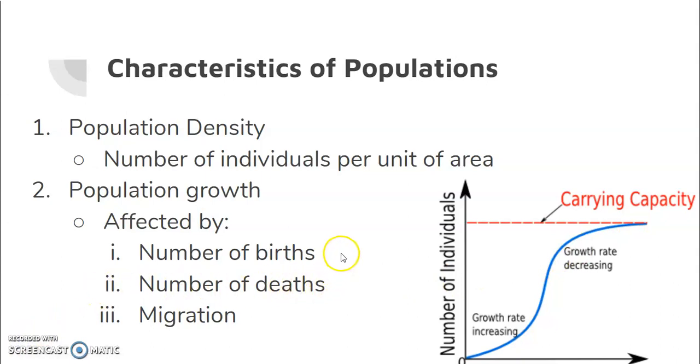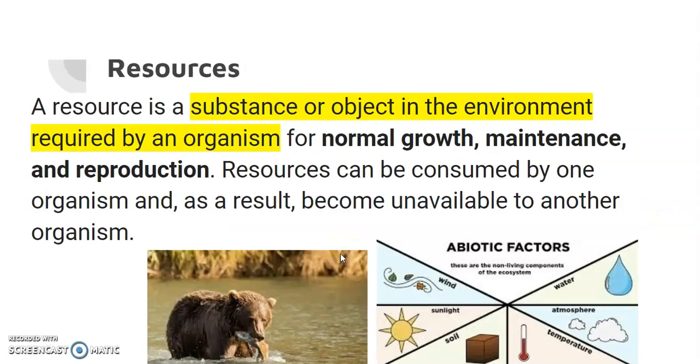The things that affect our birth, death, and migration rates are directly linked to our resources. A resource is a substance or object in our environment required by an organism for normal growth, maintenance, and reproduction. When a resource is consumed by one organism, it becomes unavailable to another organism. We are each competing for those resources. A resource is always limited. There is no resource that is unlimited in an ecosystem.